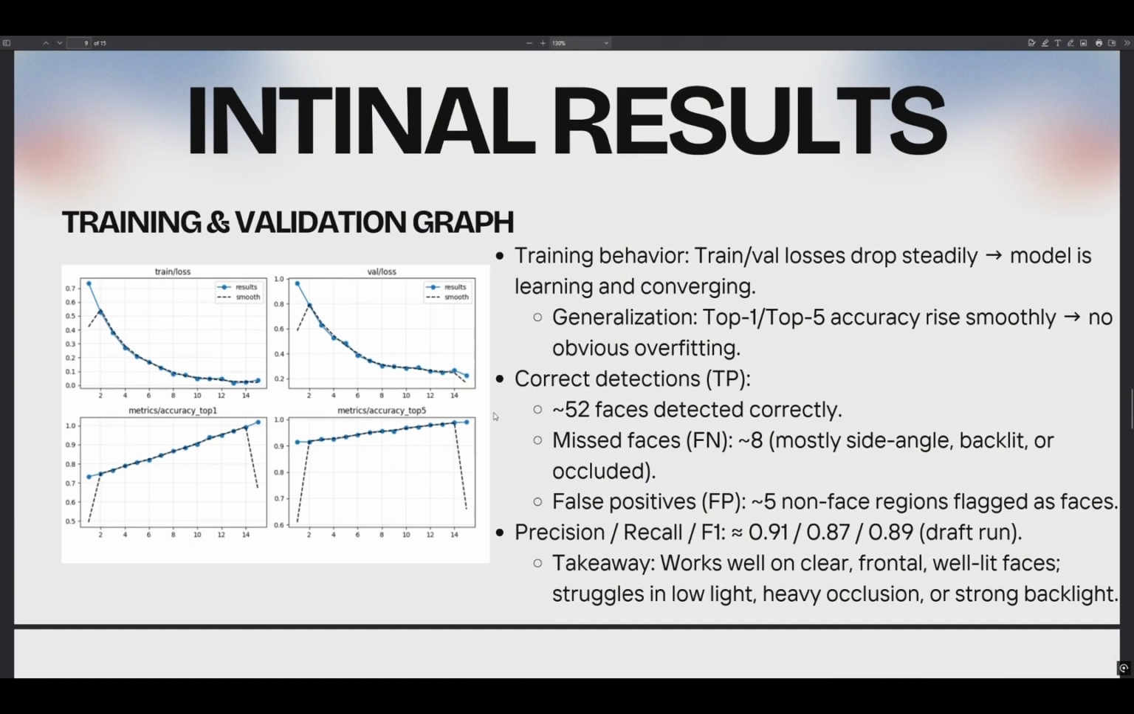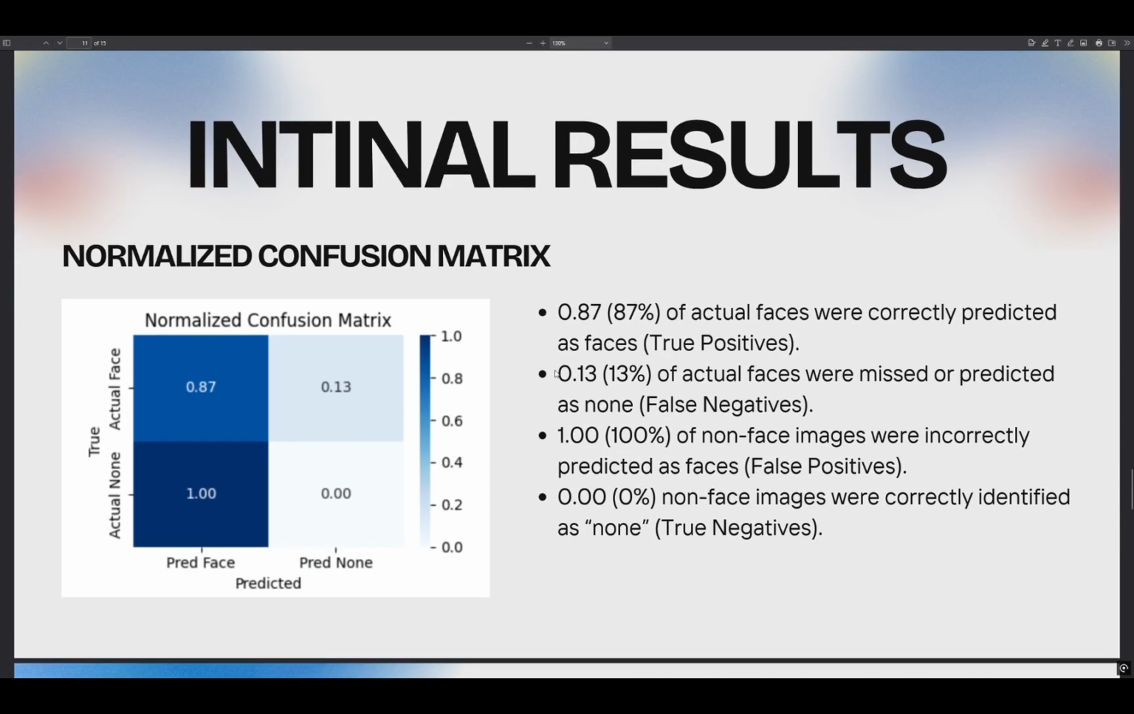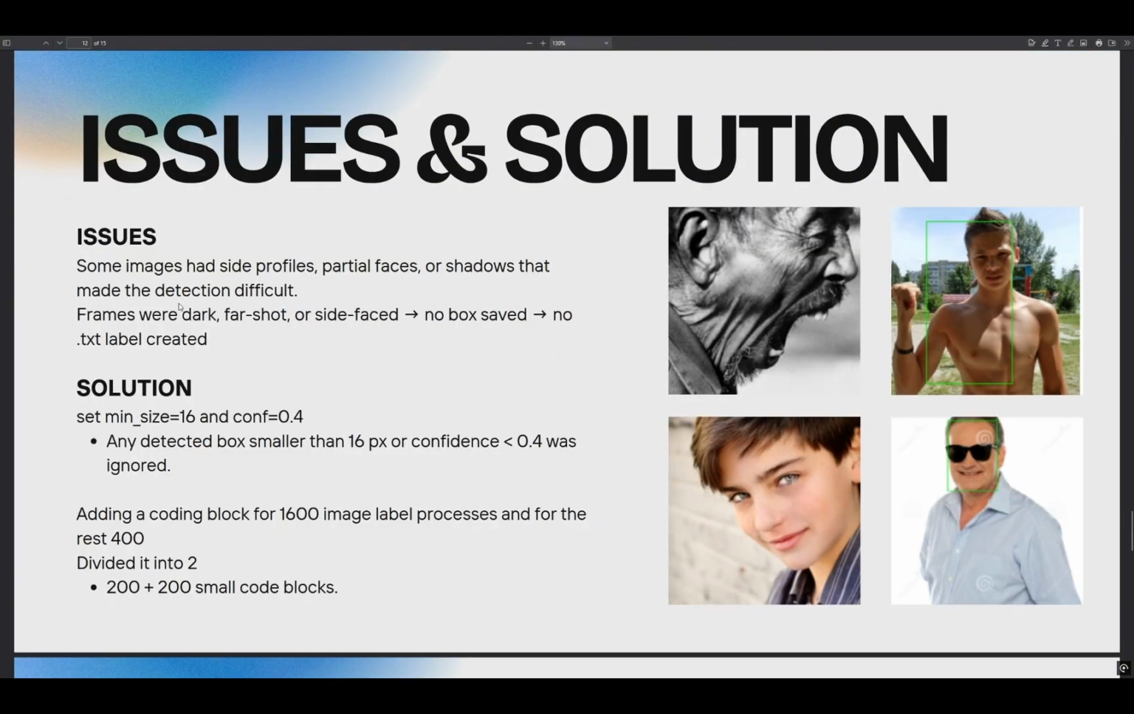For the training and validation graph, the loss drops steadily and the accuracy trends up, which shows the model is learning without obvious overfitting. It works reliably for now on frontal faces, but struggles under backlight and strong shadows. Our normalized confusion matrix shows 87% of actual faces were predicted correctly, and 13% were missed. False positives were mainly background regions that resembled faces. Overall precision was around 91% and recall was 87%. We had some issues with side profiles, shadows, strong lighting conditions, and partial faces.